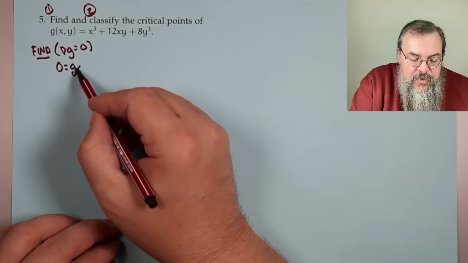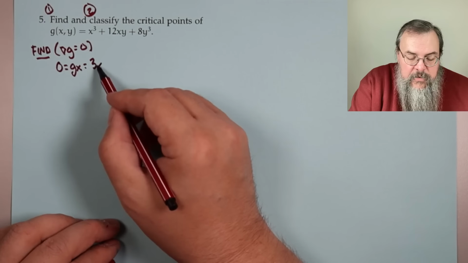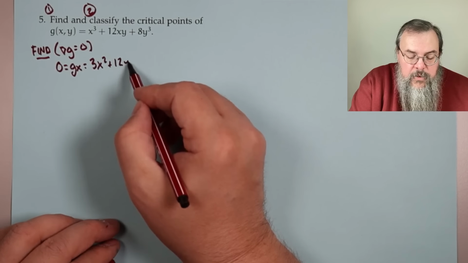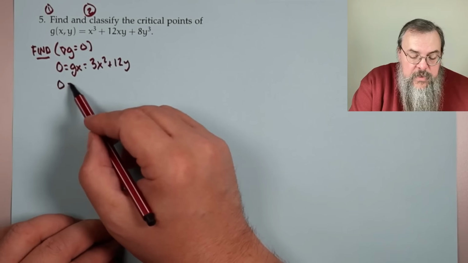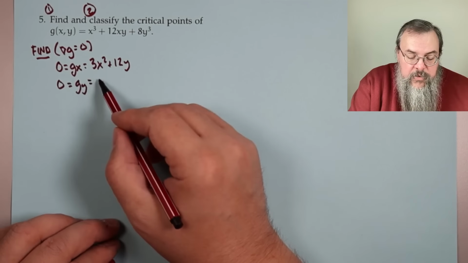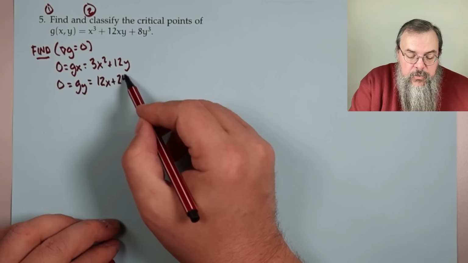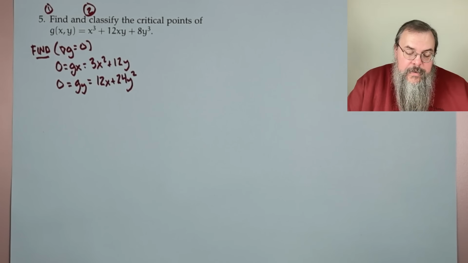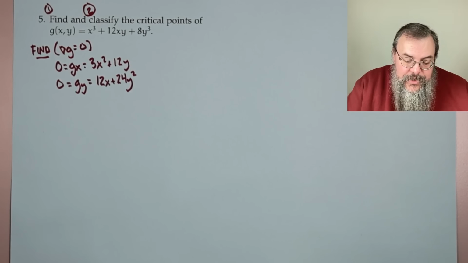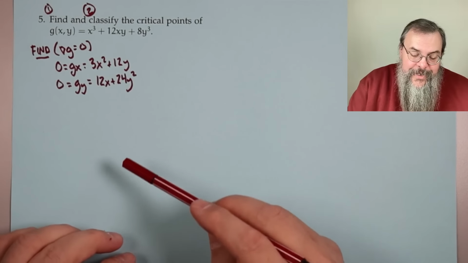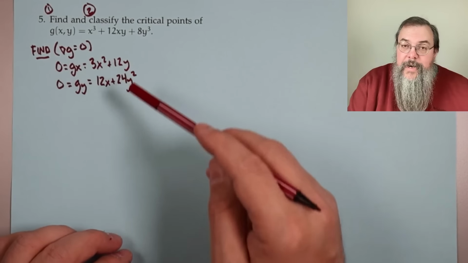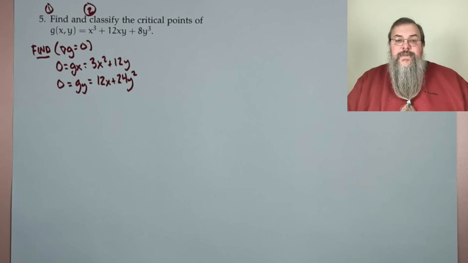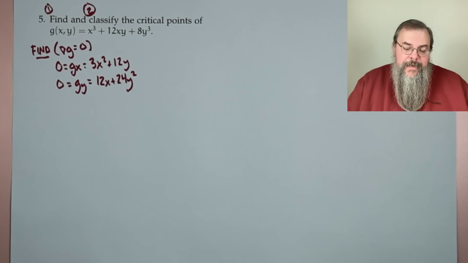So 0 equals g sub x equals 3x squared plus 12y. And we also have 0 is g sub y. Well, that's 12x plus 24y squared. All right. So now we have to solve. But there's a challenge. The challenge is these aren't linear, right? It's not like x and y. It's like x squared and y. And here's x and y squared. And so it's like, okay, well, got to be more careful. But that's all right. We're good at being careful. We never rush into anything, I hope.